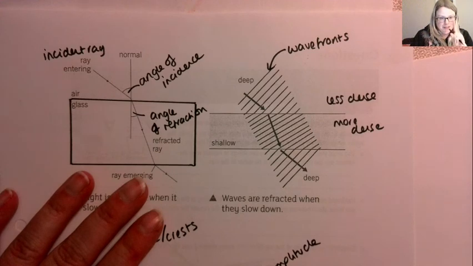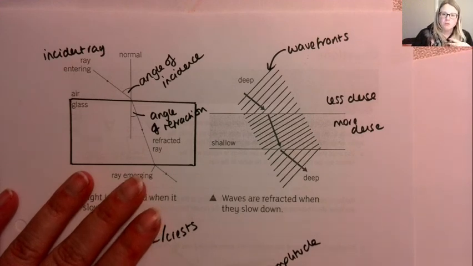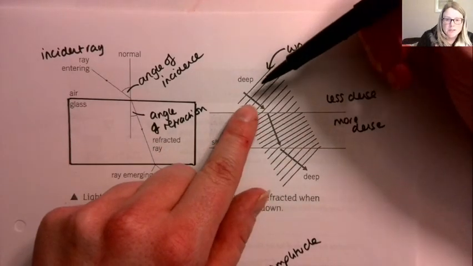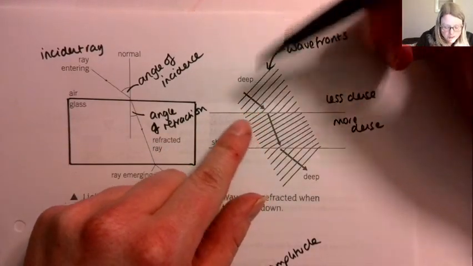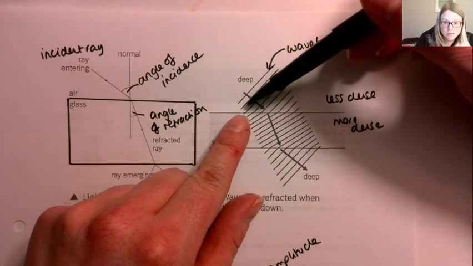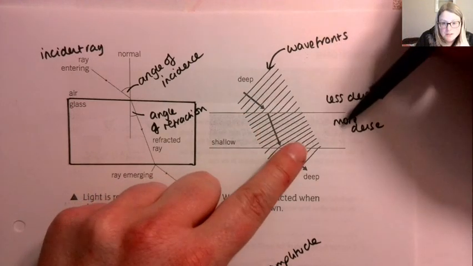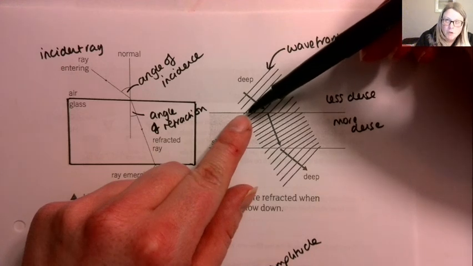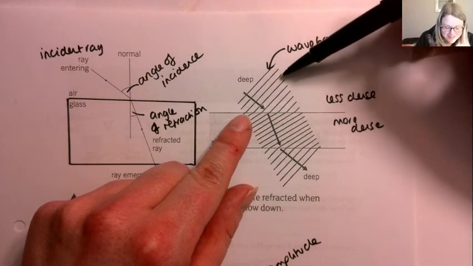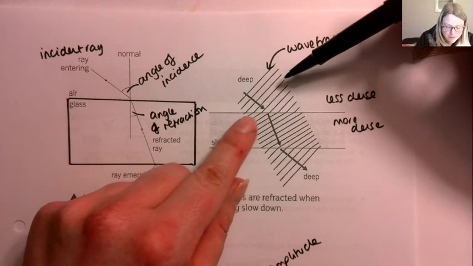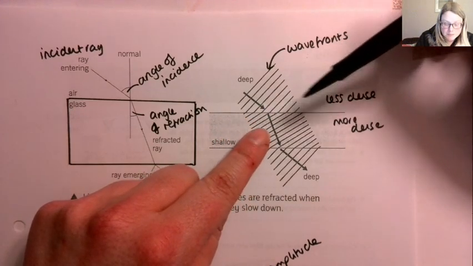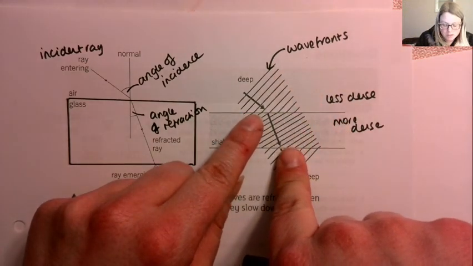Now, one last little thing. Before I show you that, this here is also really good at showing why it changes direction. Do you see how this end of the wavefront hits the denser or the shallow water much earlier than this side? So it's slowed down, these all slow down, this is all still really fast, and that's why it changes direction.